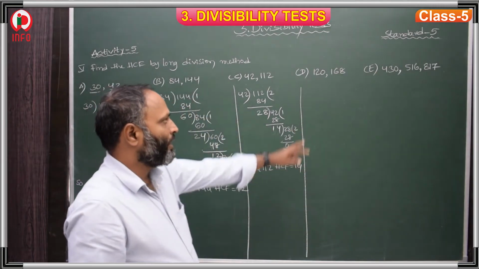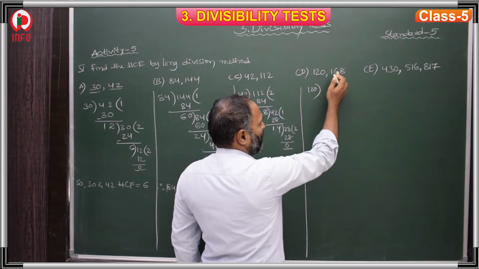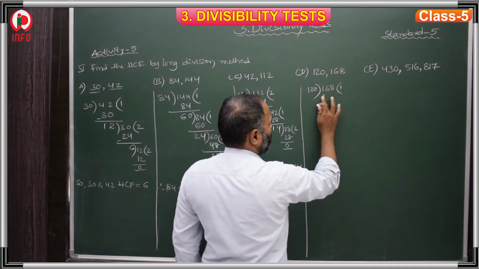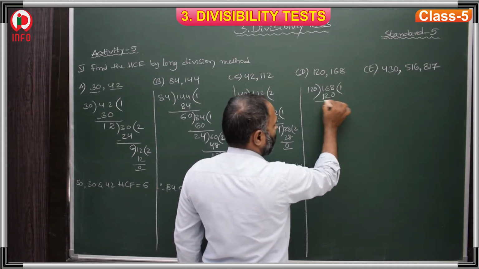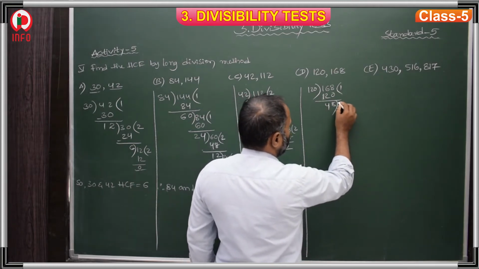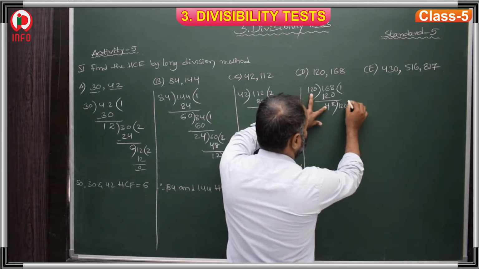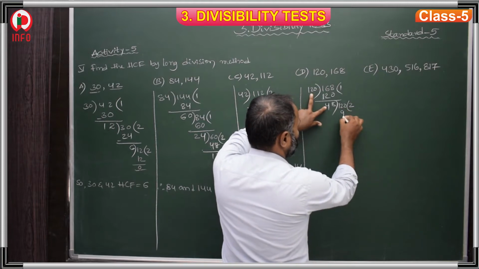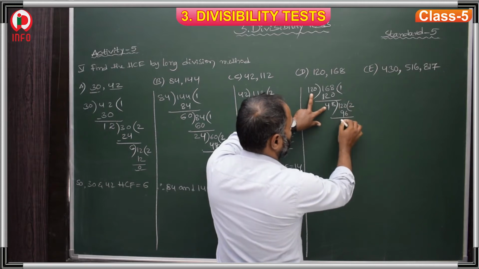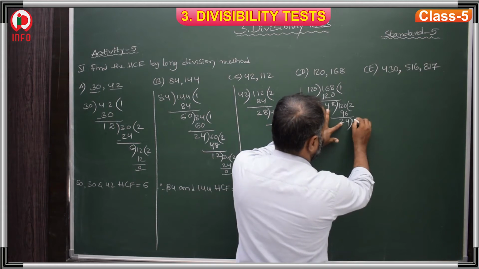Now 120 and 168. First we take the smaller number and after that 168. 120 ones are 120. Remainder 48. First remainder with first divisor, 48 with 120. 48 twos are 96. Here 24 is left. And second divisor with second remainder, 24 and 48.